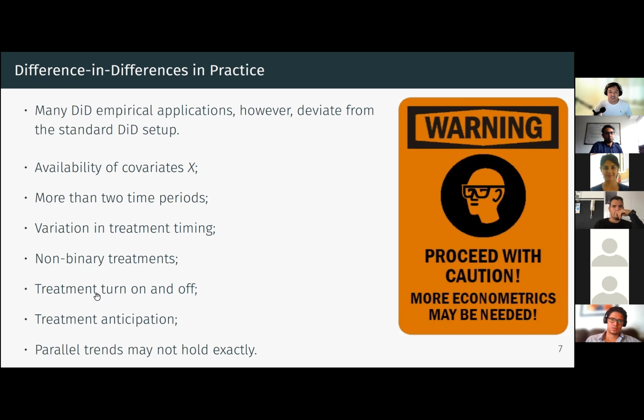In other situations, I want treatment to turn on and turn off. So suppose I'm exposed to treatment today, and tomorrow I am not anymore. How can I accommodate treatment turning on and off?